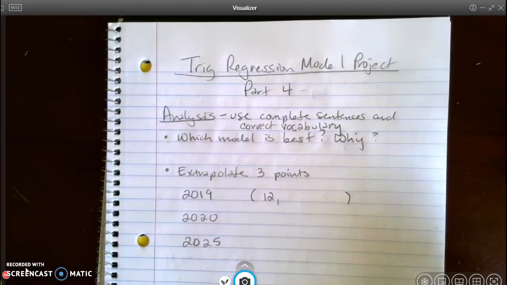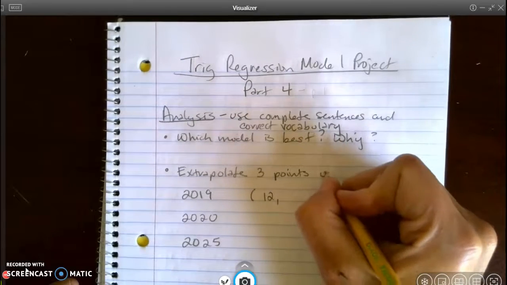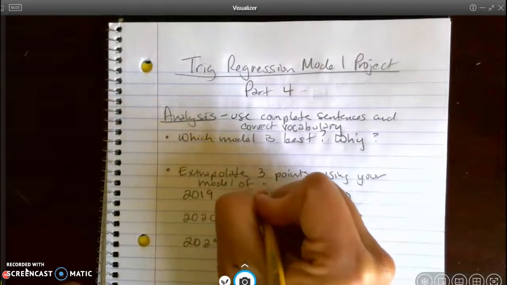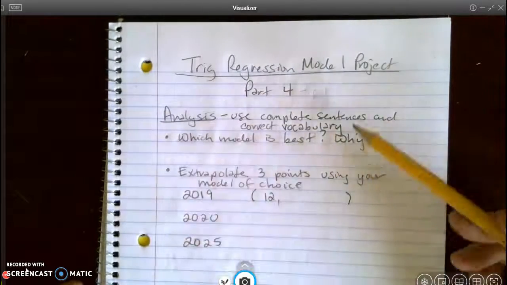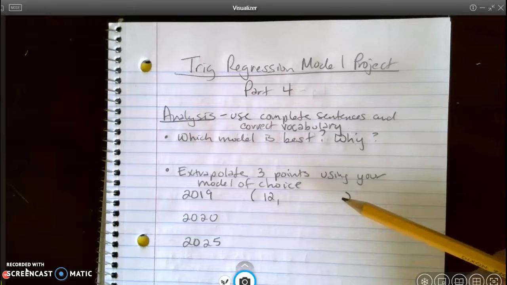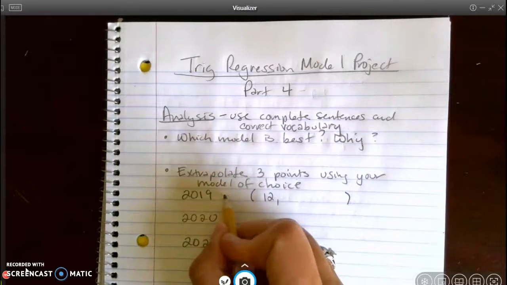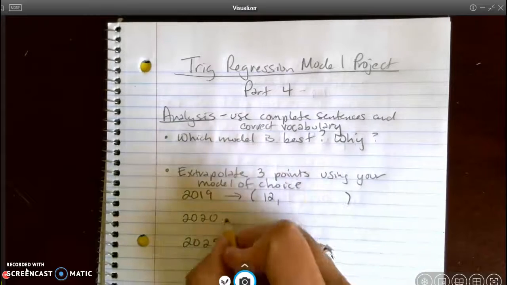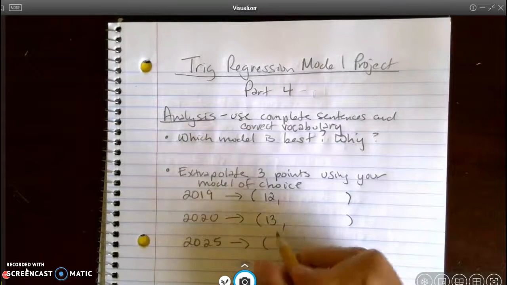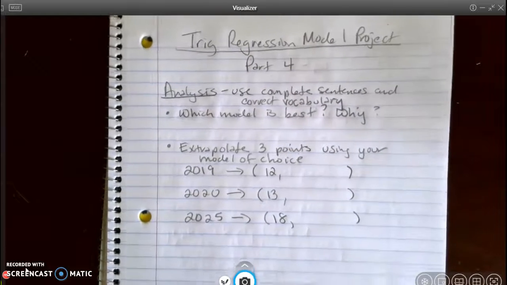Now, you might say, well, which model do I use? Use the model you picked here. Extrapolate 3 points using your model of choice. So if I picked quadratic, use the quadratic. If I picked linear, use the linear. If I chose exponential, use exponential. So in 2019, my ordered pair would be 12 and whatever that would be. 2020, that would be 13. And 2025 would be 18 years later. And I'm going to extrapolate those 3 points.